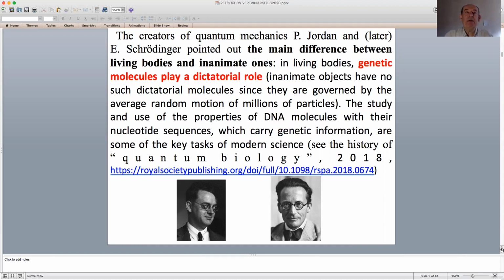The study and use of the properties of DNA molecules with their nucleotide sequences, which carry genetic information, are some of the key tasks of modern science. See the history of quantum biology in this article.